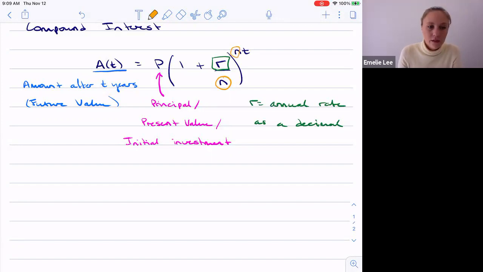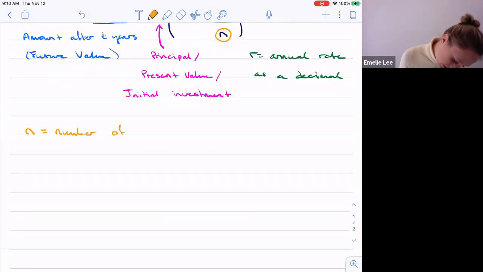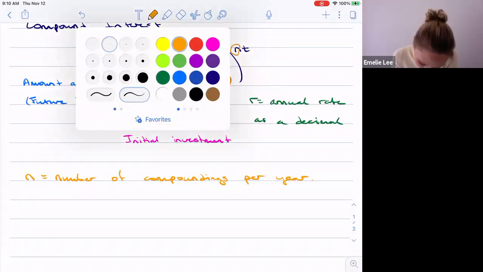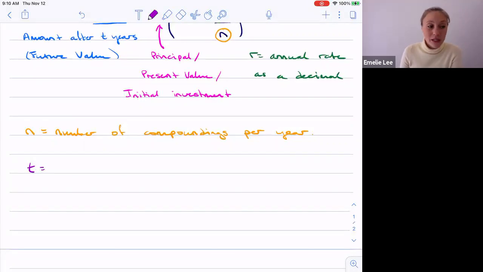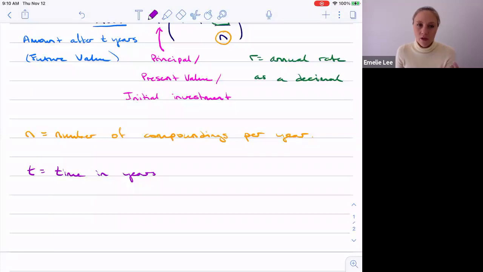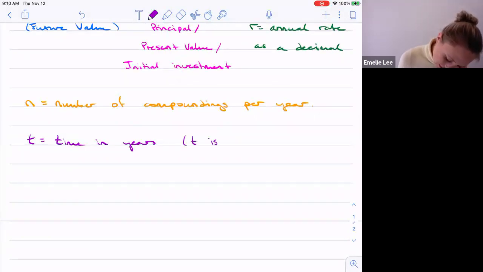N is here and here, right? So N is the number of compoundings per year. Let's do purple. T is time in years. So there are times where you have to do some conversions. If I say you invest this $100 for 16 months, then you'd have to divide that by 12, right? 12 months in a year. So the time in years, T is the variable.